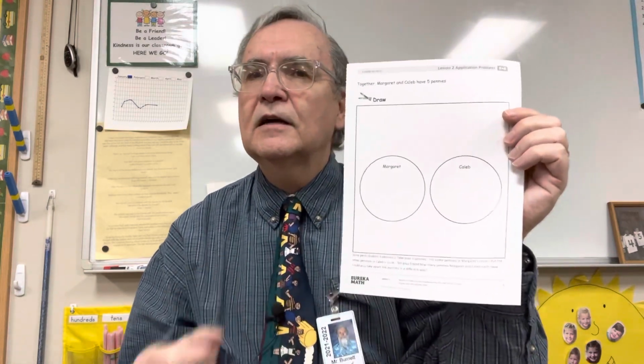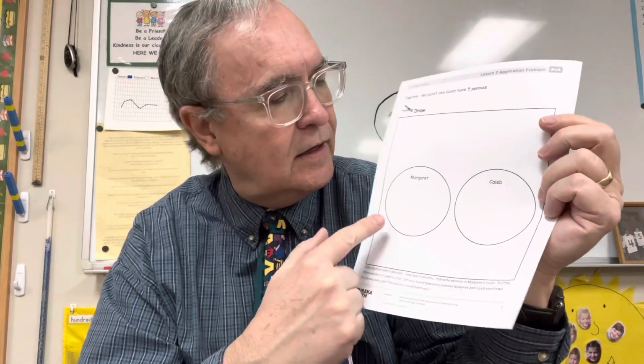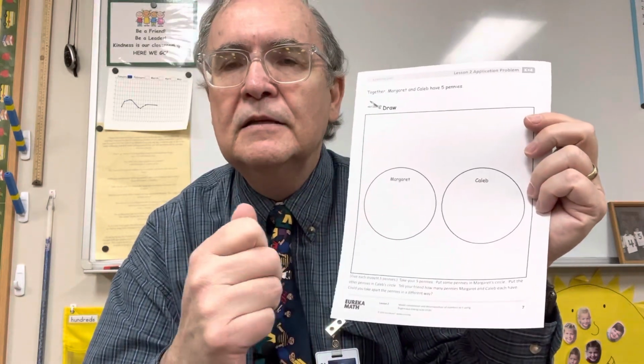You're going to need to pause the video so that you can get this done, and then come back to me in a minute. I'll wait here. Okay, should be done. And you should have divided this up. Now let's talk about the different ways you could have divided this up. See if I come up with the way that you have Margaret and Caleb's money divided.